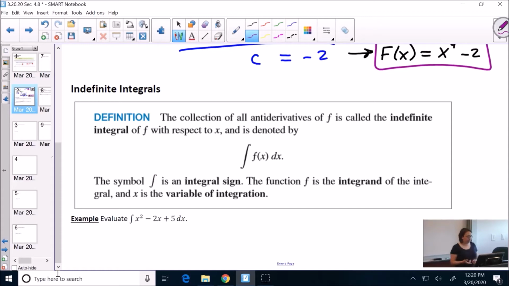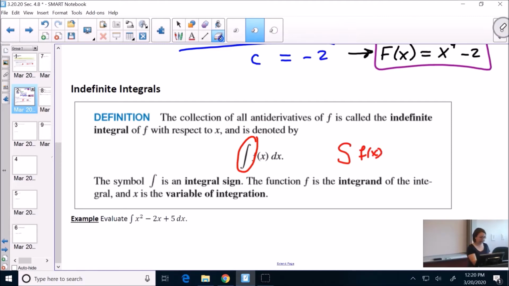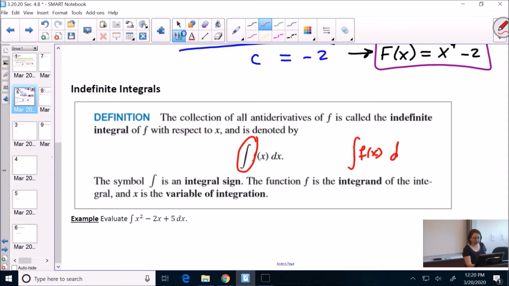So, the definition is, if I put this little curly symbol here, this is not an S. Please do not write S, f of x. That is not what this is. This symbol here is a long line with a little curl at the top and a little curl at the bottom. This says take the antiderivative of the function inside. And the dx is telling you who to take the antiderivative with respect to.